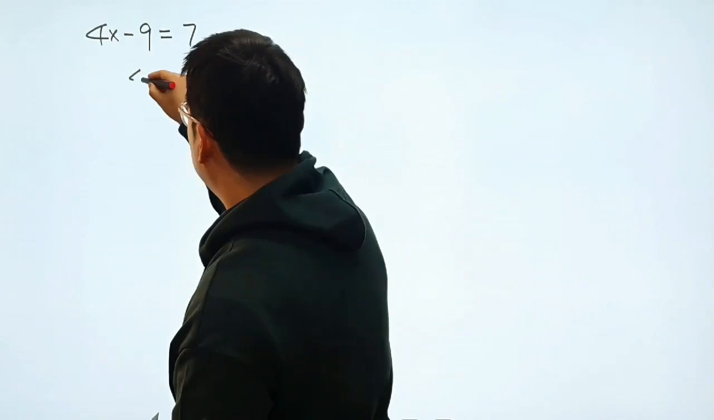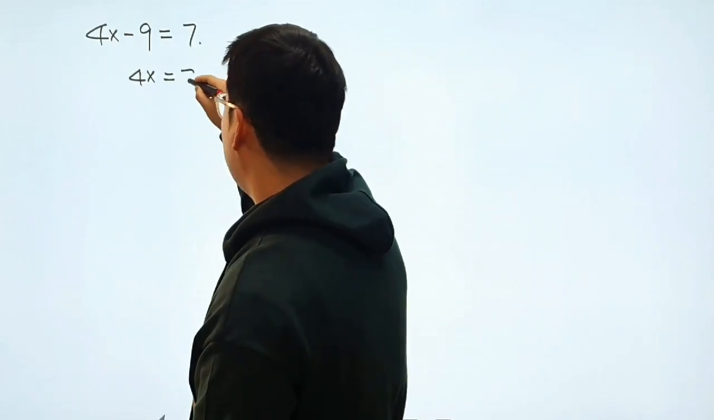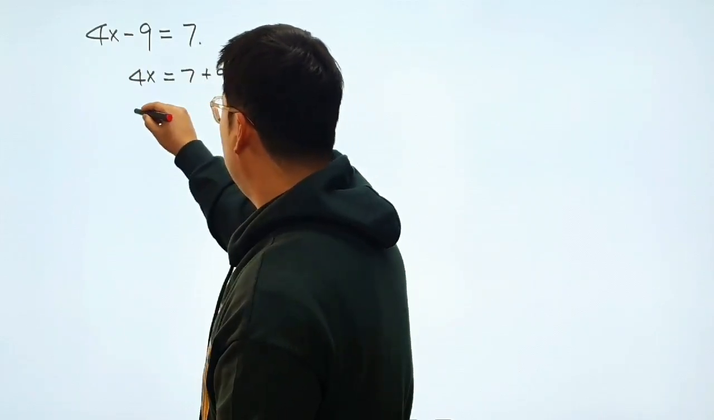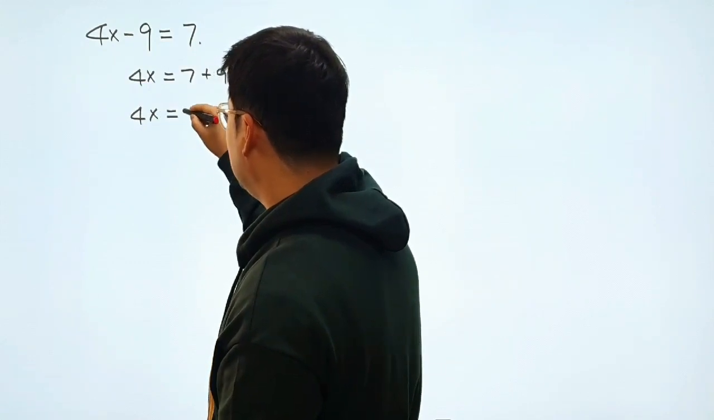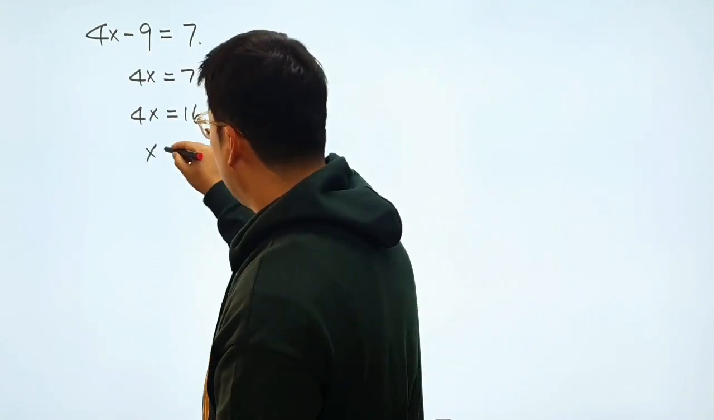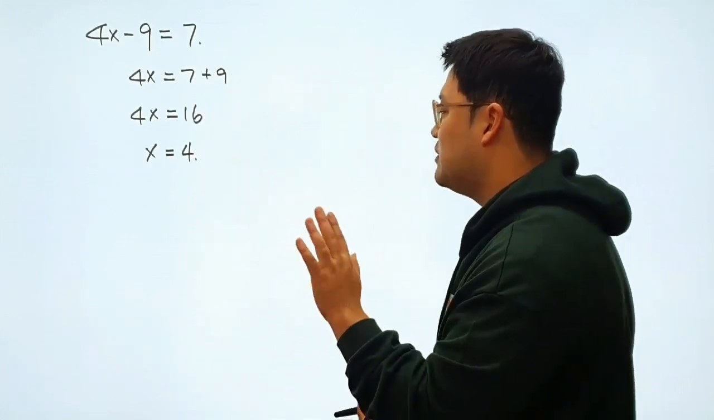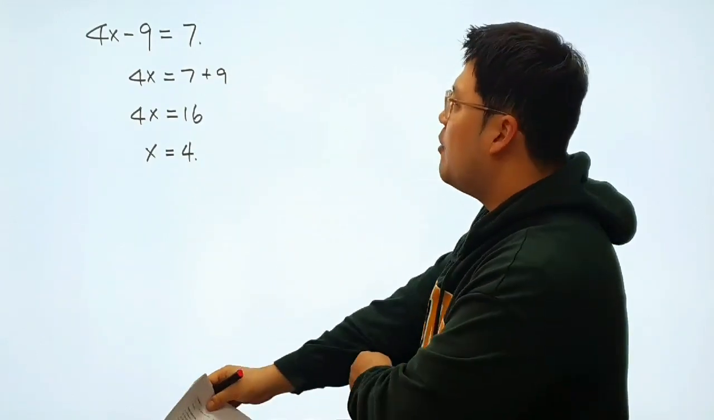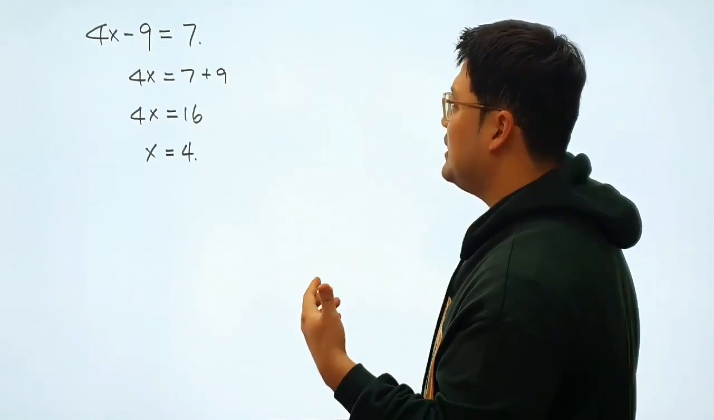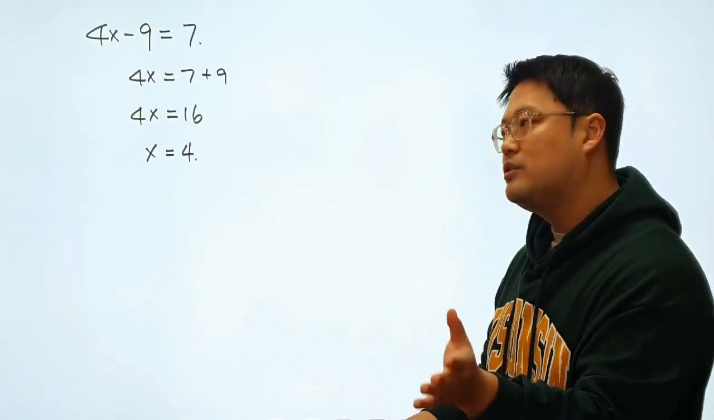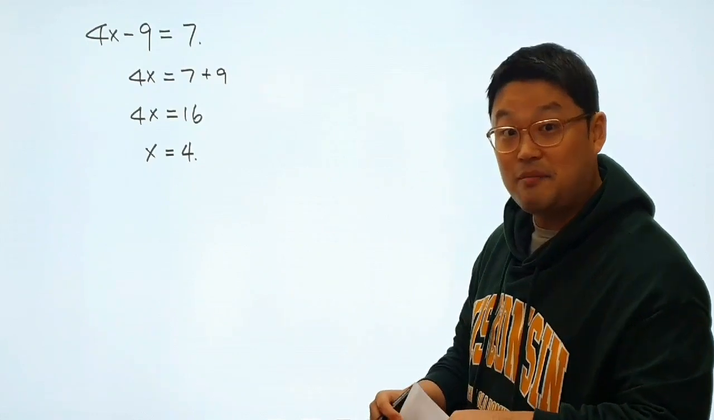So that becomes 4x equals 7 plus 9, and 4x equals positive 16. So x equals positive 4. Now we've done enough of this material, we kind of see what's going on. In this example, we just want to see that what we have learned actually works in this example too.